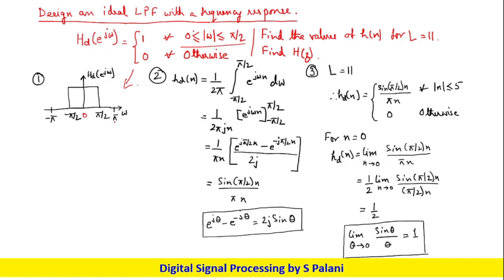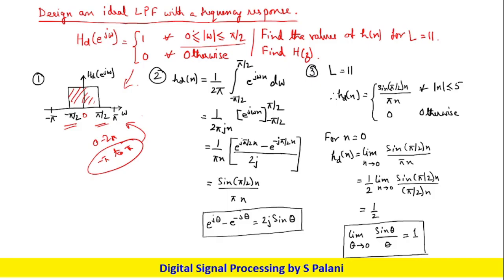But while designing filters, we have discussed that we have to take either 0 to 2 pi or minus pi to pi, right? So here, working in the minus pi to pi region is convenient for us. So we will be taking the frequency response as 1 in the region of minus pi by 2 to pi by 2. Okay, because we are getting a continuous region, we do not have to segregate it into two separate integrals.